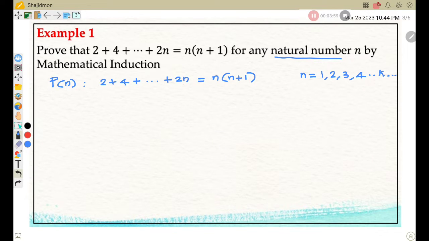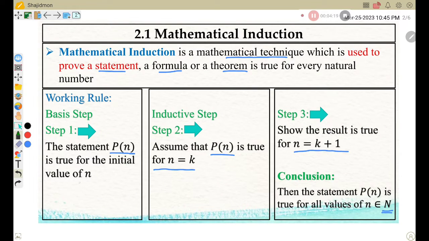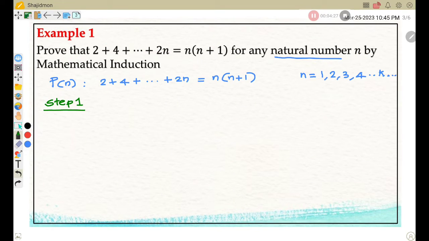Now we need to prove this by using mathematical induction, that is, check whether the statement is correct or not. Let me start with step number 1. In this step we need to check whether the result is true for n equal to 1, the initial value of n. The statement P of n is true for the initial values of n. That is the first step we are doing.